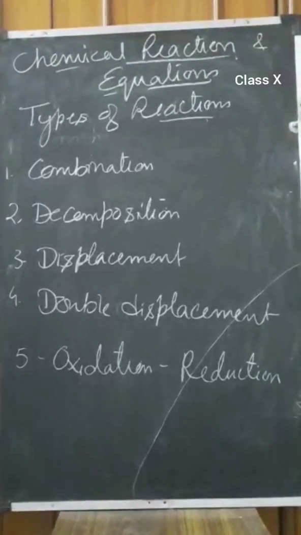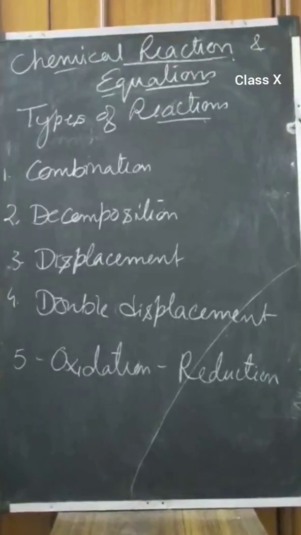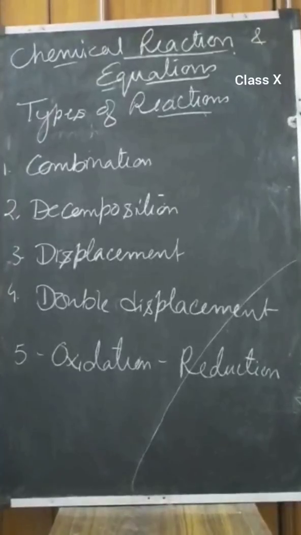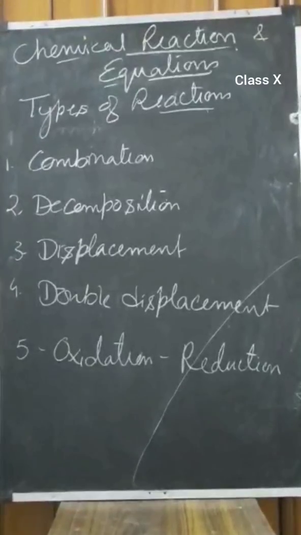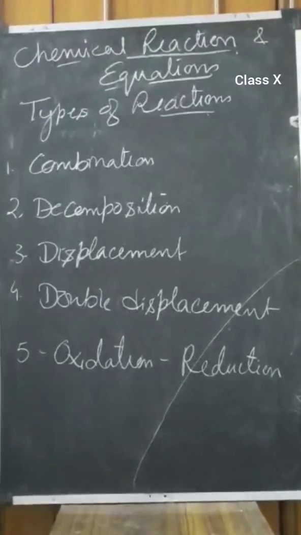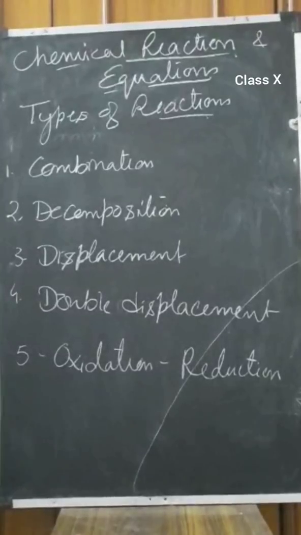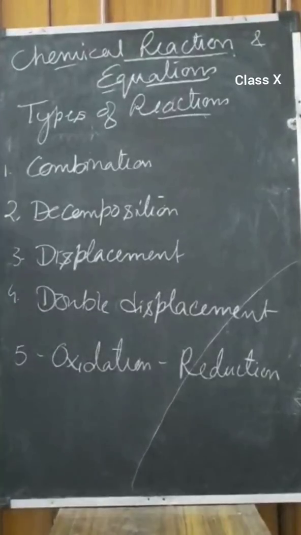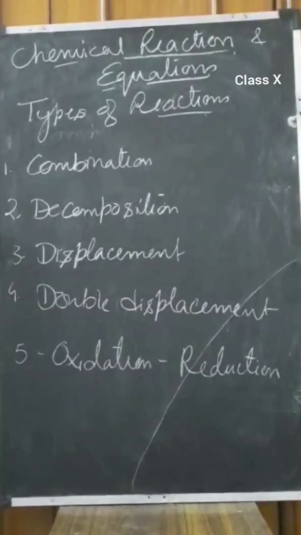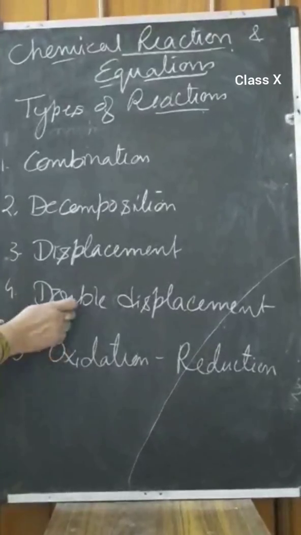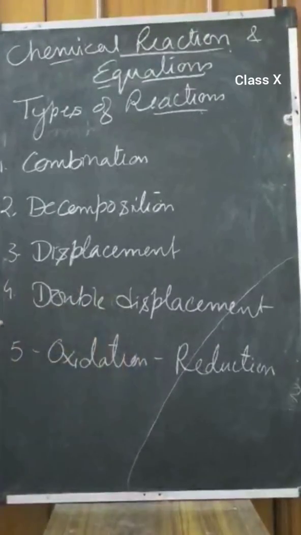Children, already we have discussed the balancing of reactions from the unit on chemical reactions and equations. Now we are starting the next topic, that is types of reactions. Basically there are 5 types of reaction: combination, decomposition, displacement, double displacement, and oxidation and reduction reactions.